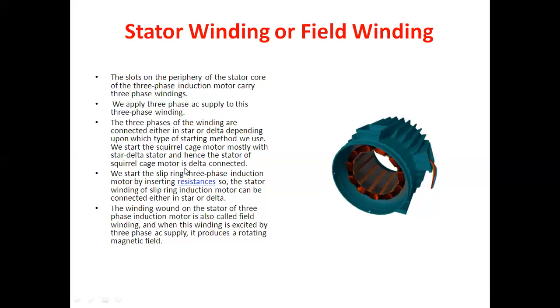Because we start the squirrel cage motor mostly with a star-delta starter, hence the stator of the squirrel cage motor is delta connected. We start the slip ring three-phase induction motor by inserting resistance. So the stator winding of a slip ring induction motor can be connected either in star or delta.